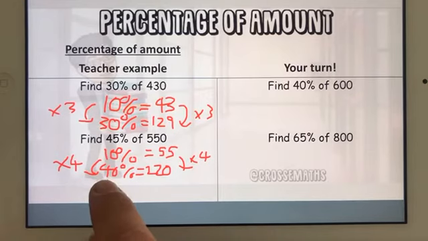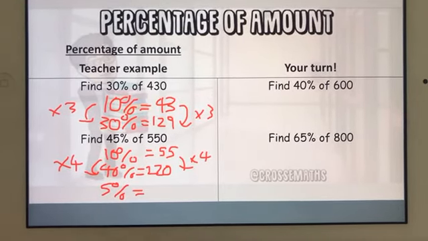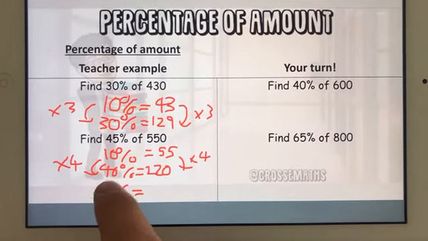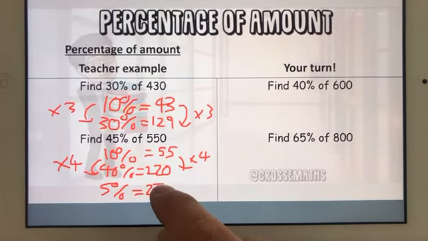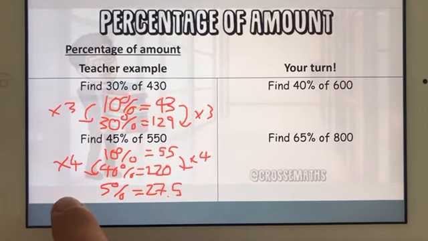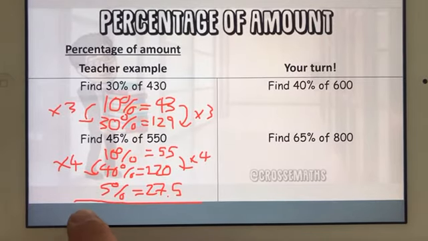I want 5%, so I'm not going to need to times 10 by anything. I'm going to need to half 10%. If I want 5% and I've got 10, if I half it, I get 5%. 55 halved is 27.5. Then if I want 45%, and you look at the two bottom numbers we've got, I've got 40% and 5%. If I add those two together, that will give me 45%.